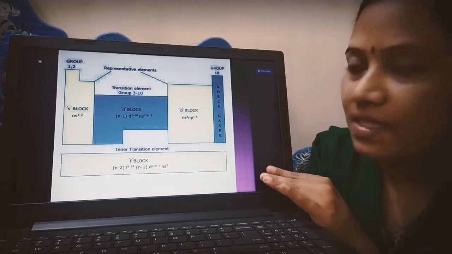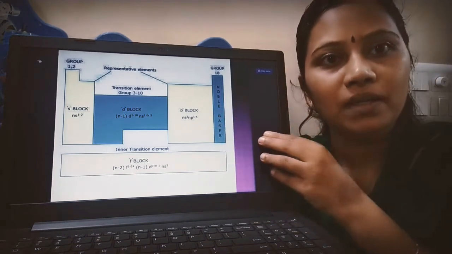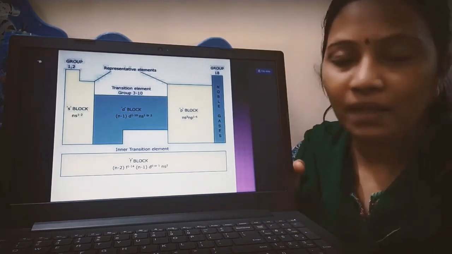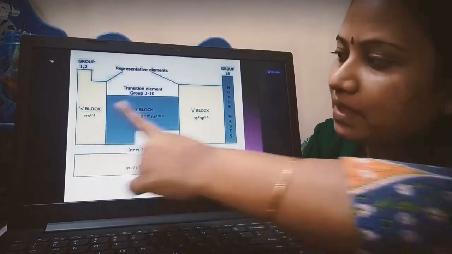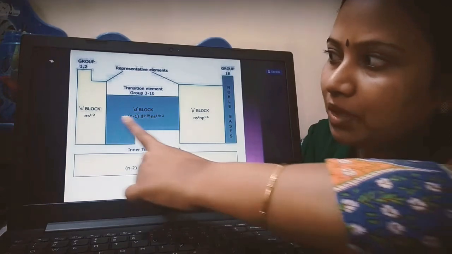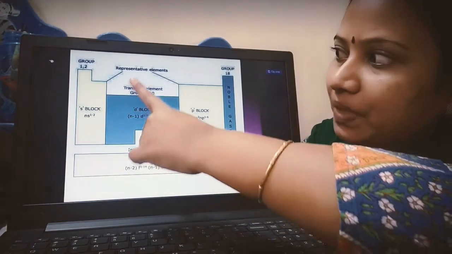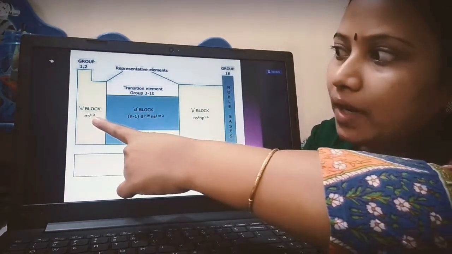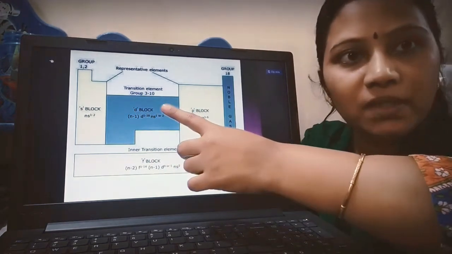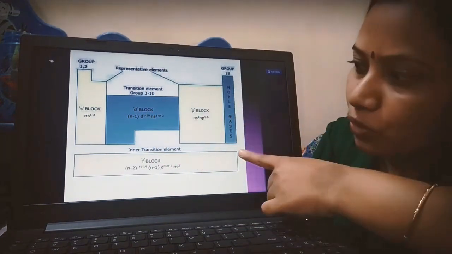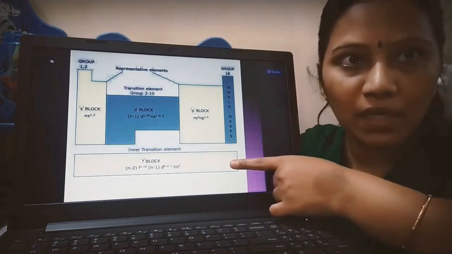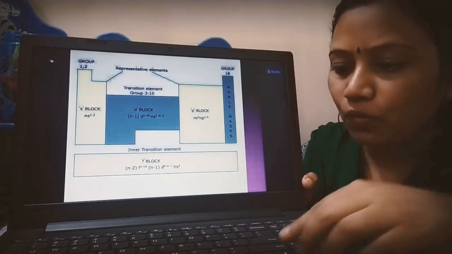Moving to the first slide. This is an overall view, just for your memory, where group 1 and 2 are the S block elements, and this is the P block elements. In between you have D block elements. Representative elements, that is group 1 and 2 along with group 13 to 18 elements, are collectively called representative elements. Here is group 18, and down you have F block elements. So S, P, D, F, it's an overview.